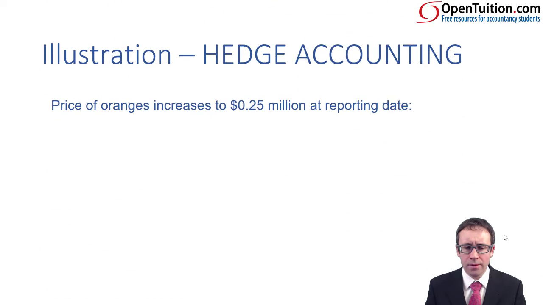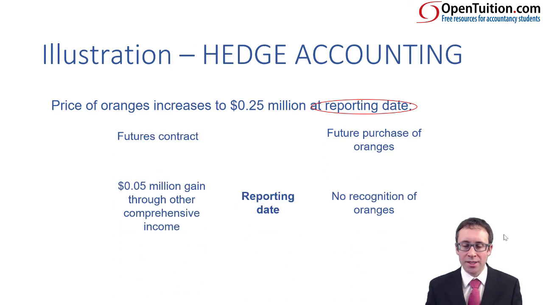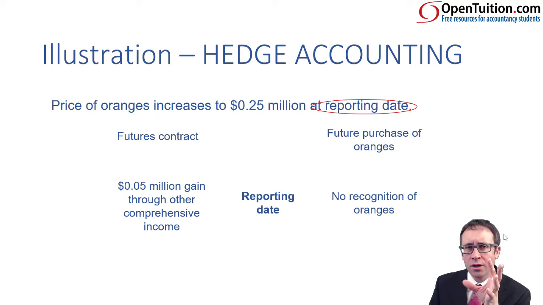So if we advance the example just a little bit, let's say that the price of oranges under hedge accounting increases to 0.25 million at the reporting date. What happens? We're looking at the accounting at each reporting date. In terms of the future purchase of oranges, we still haven't bought them. We're going to buy them in the next accounting period, so we haven't recognised our oranges, have we? No. However, we've got a futures contract that allows us to buy the oranges at $0.2 million in 3 months' time.